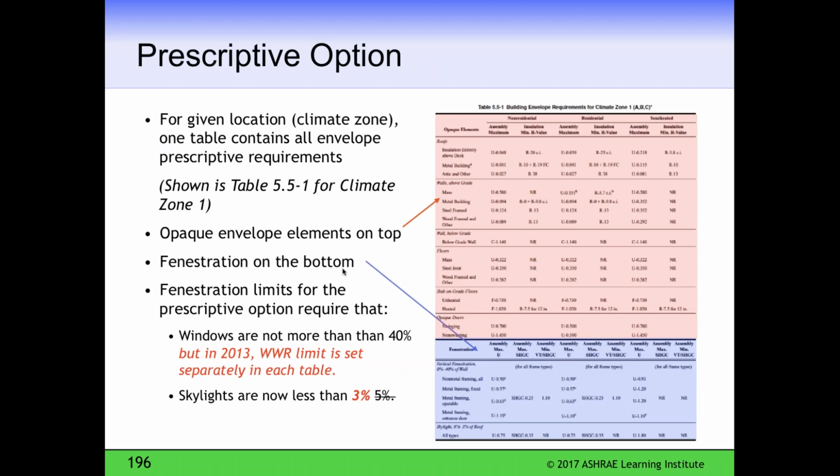Now, let's go to the prescriptive requirements and start into that. This is a major section, and we've hit the 1 hour point, and let's take a 5-minute break at this point before we start into that.